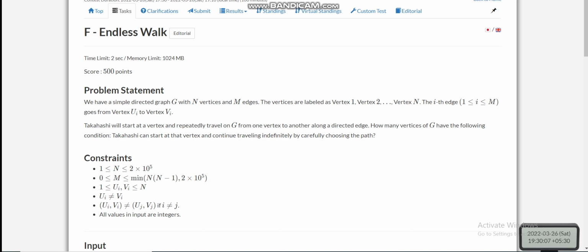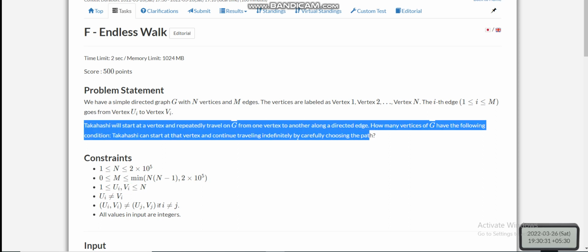So today I am going to discuss the sixth problem of AtCoder Beginner Contest 245. We are given a directed graph G with N vertices and M edges, and U_i and V_i are given, which represents a directed edge from U_i to V_i. We have to figure out the number of vertices present in the graph which are part of a cycle. Okay, so let me explain to you the meaning of the statement.